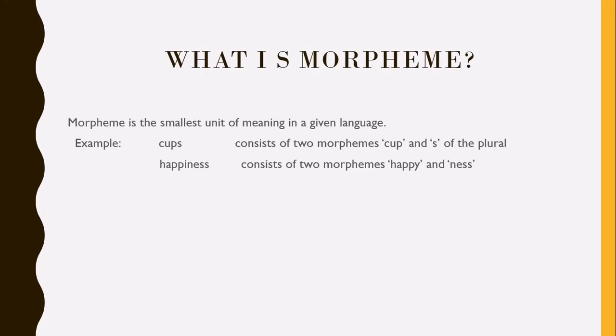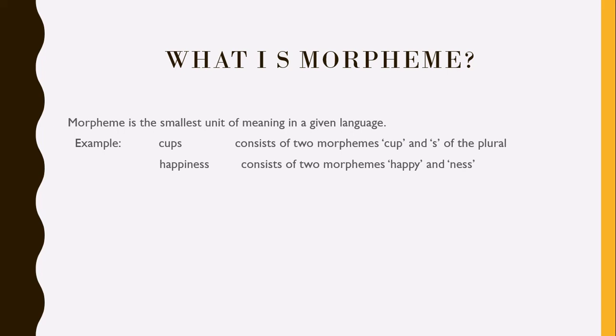So what is a morpheme then? A morpheme is the smallest unit of meaning in a given language. Linguists agreed that a morpheme is the smallest unit of meaning in a given language because it can't be divided into smaller meaningful parts. So if we take, for example, the first example here, caps, it consists of two morphemes. We have cap and s of the plural. If we take the morpheme cap, it cannot be divided into other morphemes or other parts. So here is the smallest unit, and it has a meaning when standing alone. When I say cap, I get a meaning. So here I have the smallest unit of meaning, so it is a morpheme.